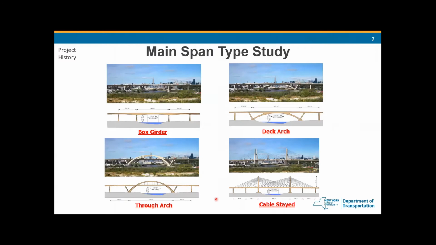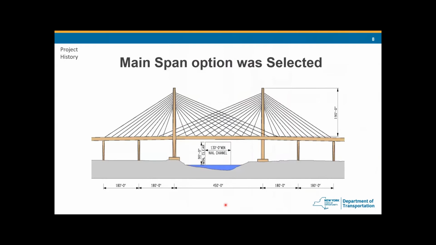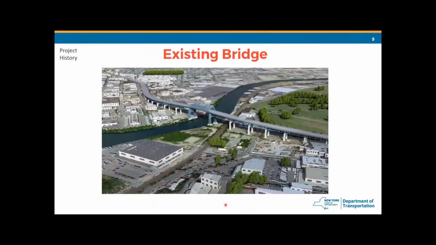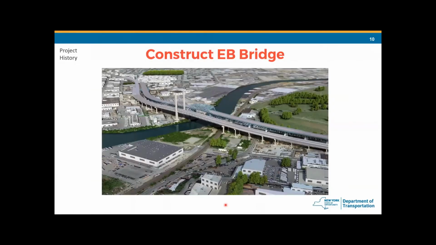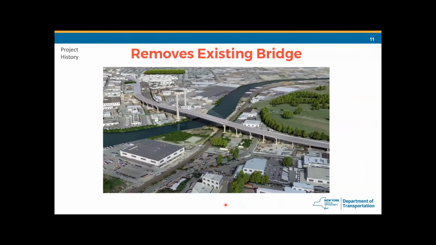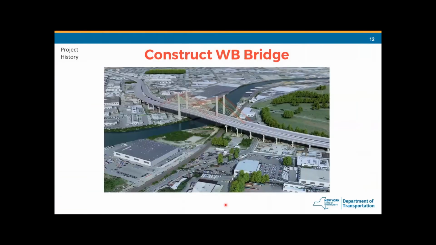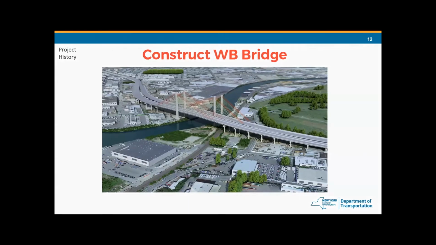During the main span design phase, 4 types of main span were studied: box girder, deck arch, dual arch, and cable-stayed bridge. And the cable-stayed bridge option was selected by New York State DOT. On the screen is the rendering of the phase 1 and phase 2 construction. We start with the existing bridge. Construct a new eastbound bridge next to the existing bridge. Remove the existing bridge. Then construct a new westbound bridge next to the new eastbound bridge.